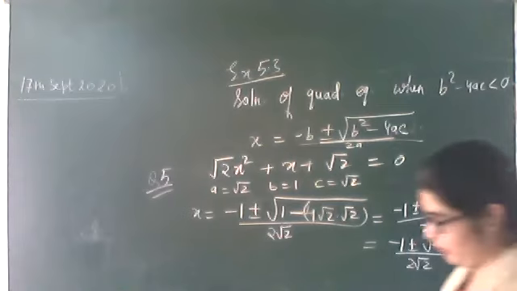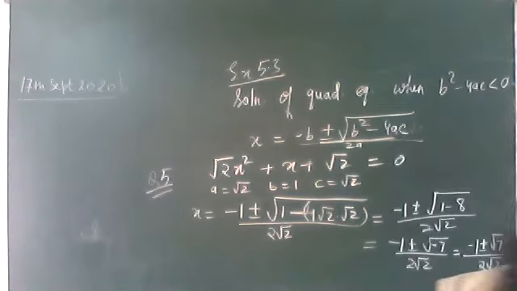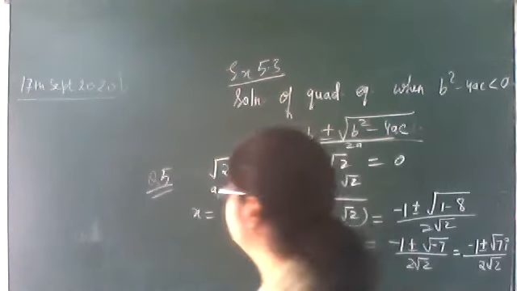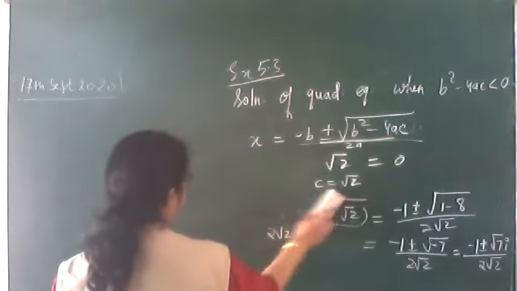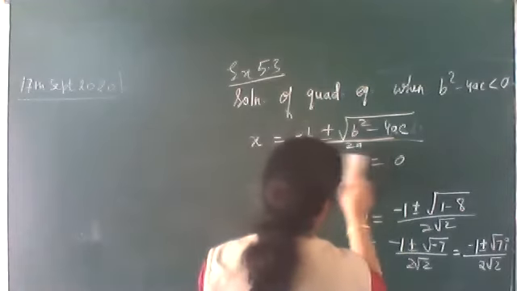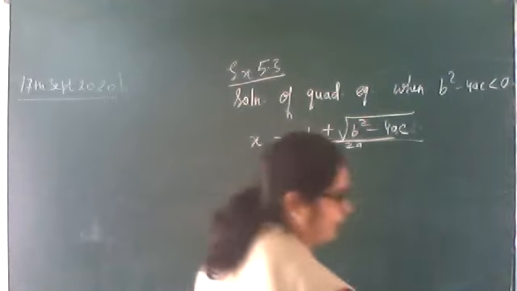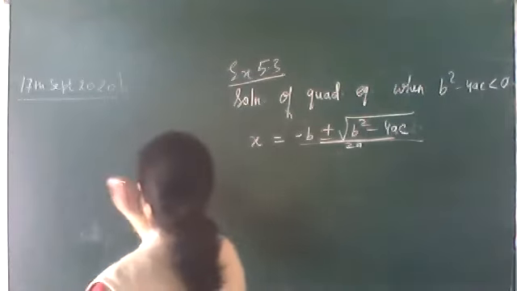Clear? Then come to question number 6. Should I rub this? Done, everyone? So come to question number 6. These are all very simple questions. Nothing is there. Question number 6.